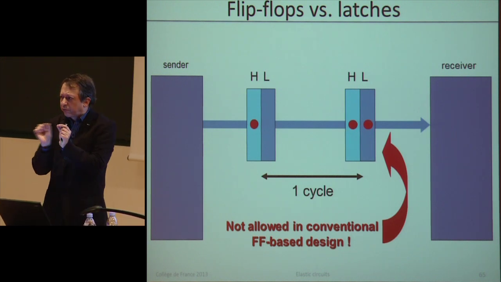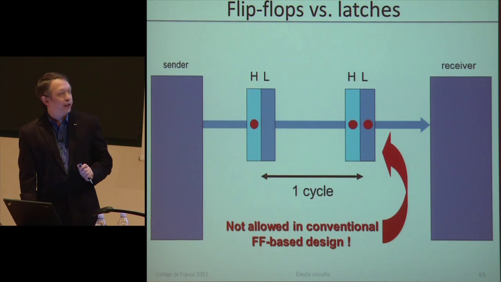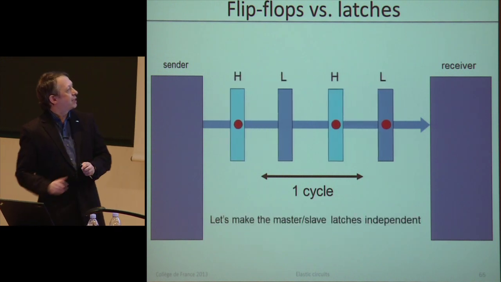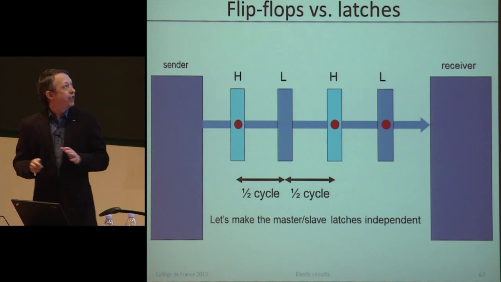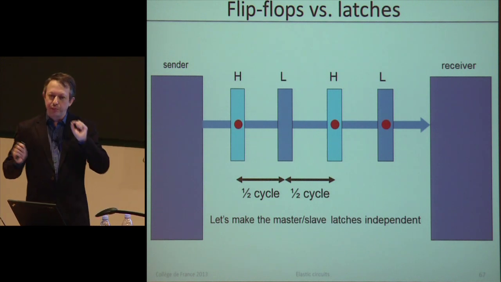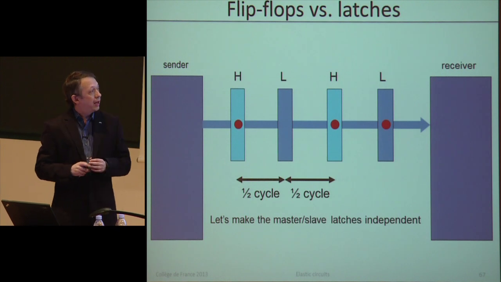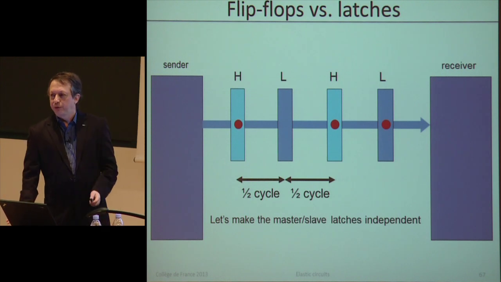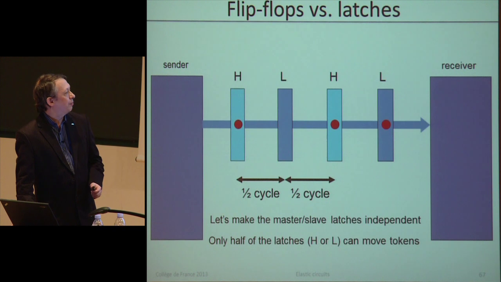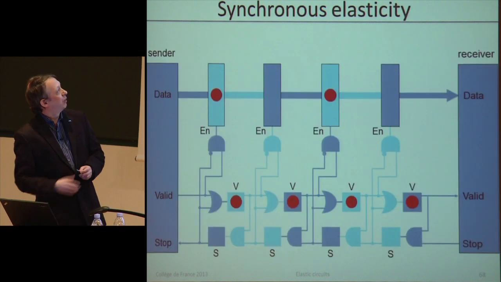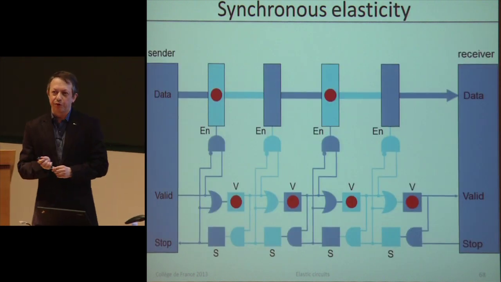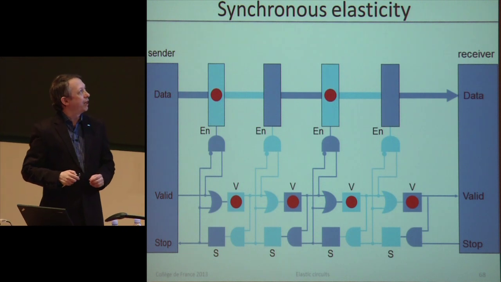Well, we could make a small change and make the master and the slave latches independent. We separate them and put different control, different enable signals. With that, we can achieve the double storage. This is a scheme that is proposed to do this pipelining. So let me explain this.